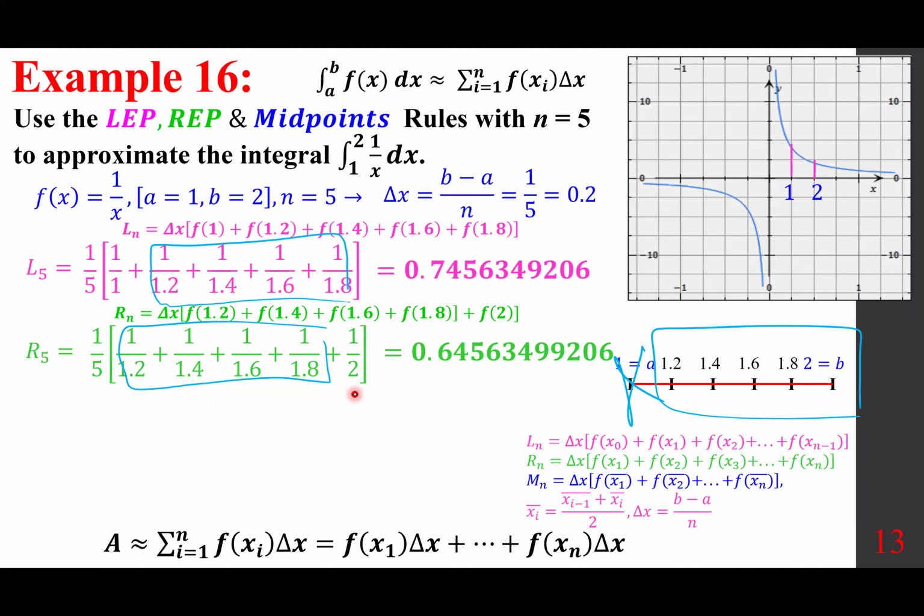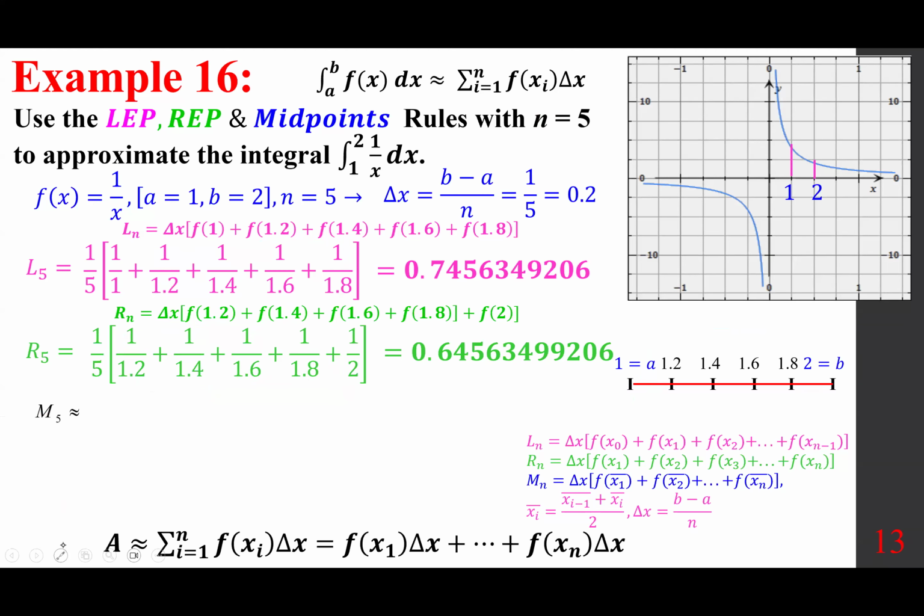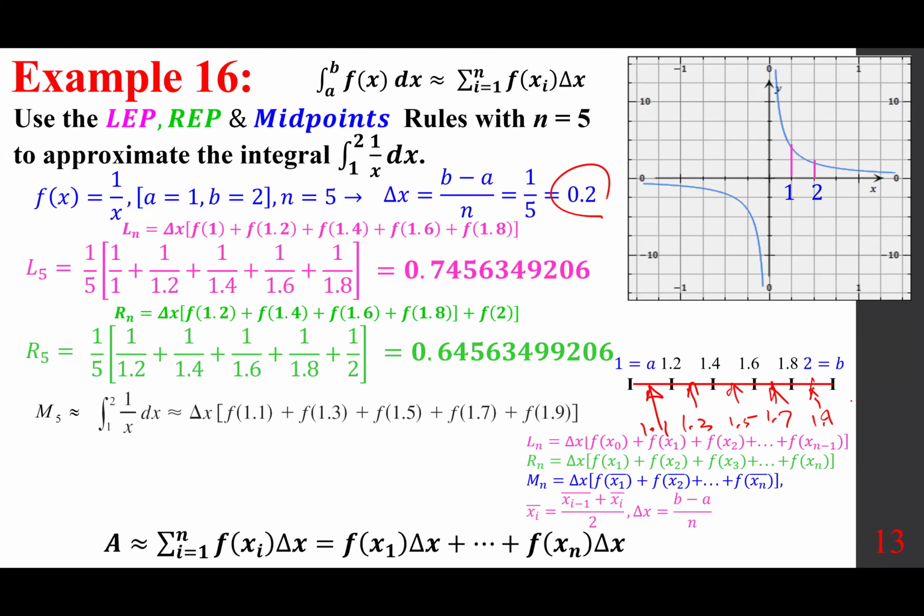Now, what about M sub 5? Why M? Midpoint. Why 5? n is 5. What do we do? Now let me erase my work. Now, what are the midpoints? Well, here's the first midpoint. Between 1 and 1.2 is 1.1. Then the next one, at 0.2 more, is 1.3. Then 1.5. At 0.2 more, 1.7. Then 1.9. There you have it.